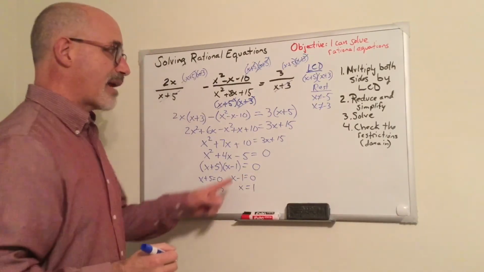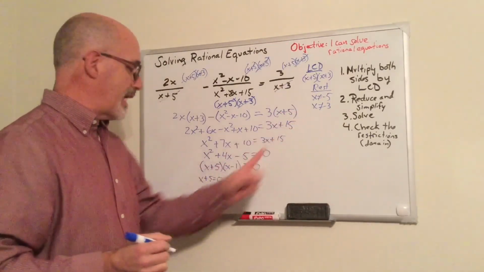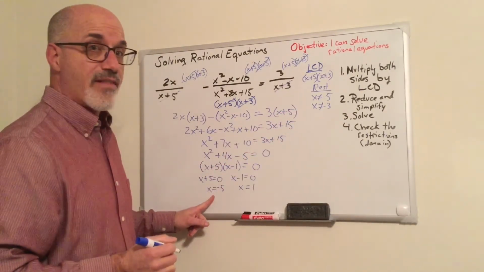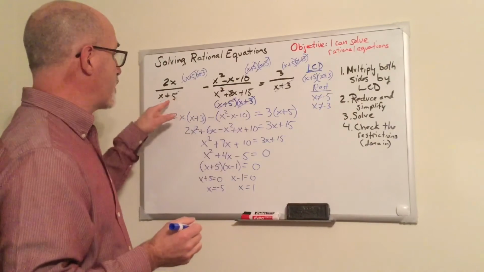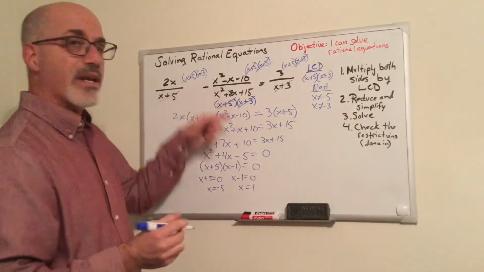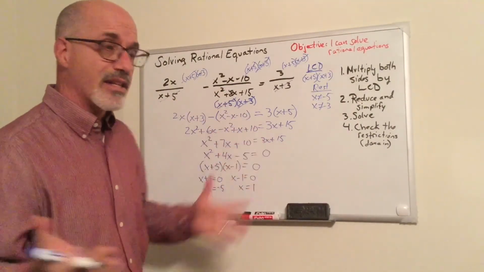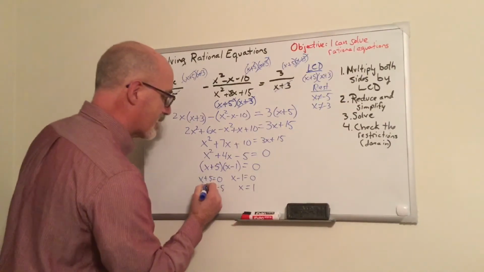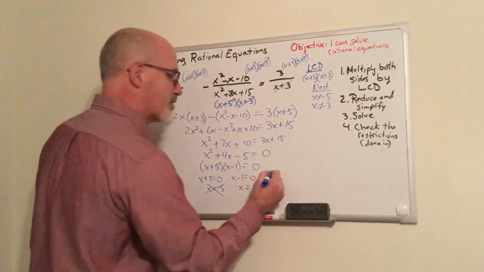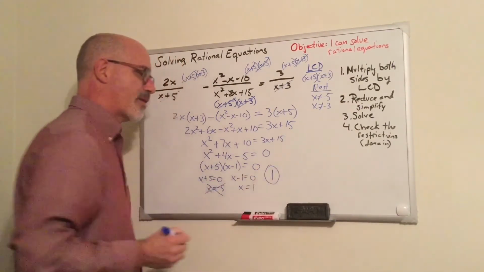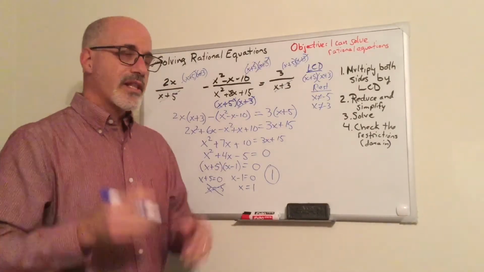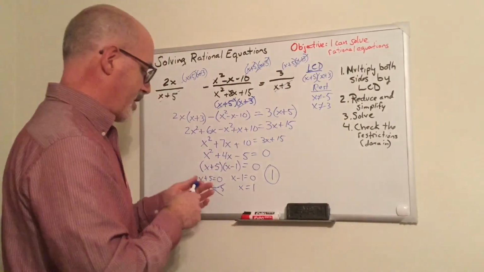I look back at my restrictions on the domain and notice negative 5 isn't allowed because in this original denominator, in this one and that one, it would give me 0, and that's not allowed in that fraction. So this is not allowed. My answer is just a 1 for that one. All right, let's try one more example.